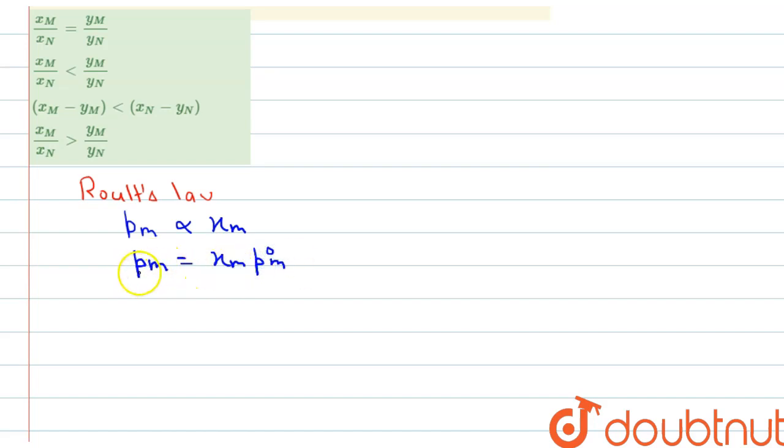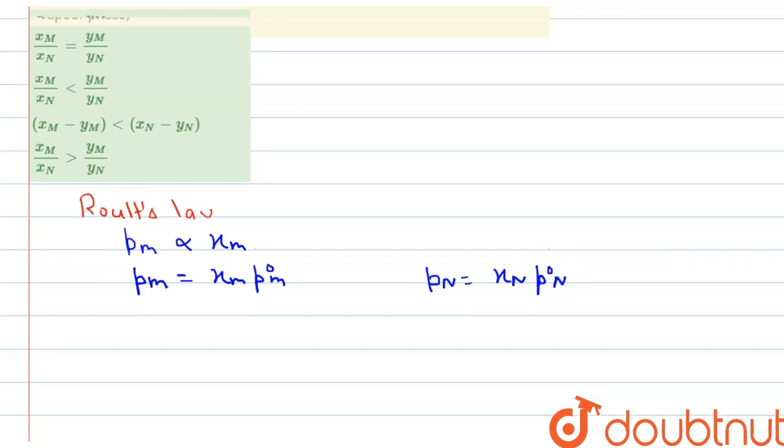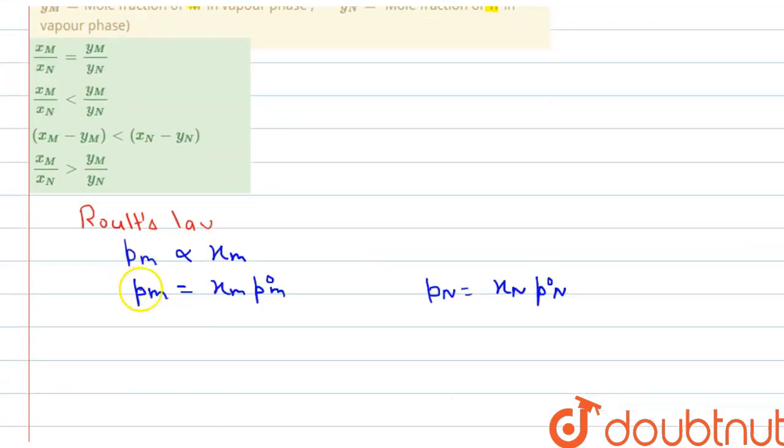This is for Pm, the partial pressure of M, and similarly the partial pressure for N we will write here. This will be equal to the mole fraction of N into a proportionality constant, which is Pn naught, right? This we have written.